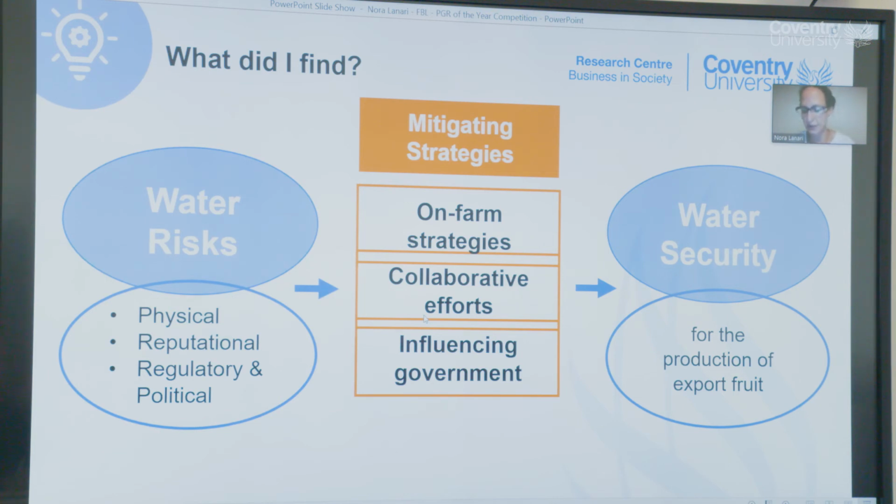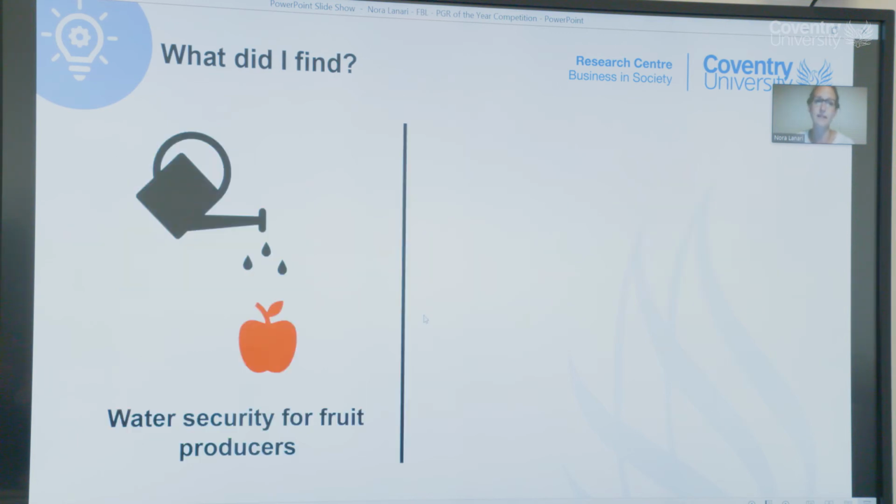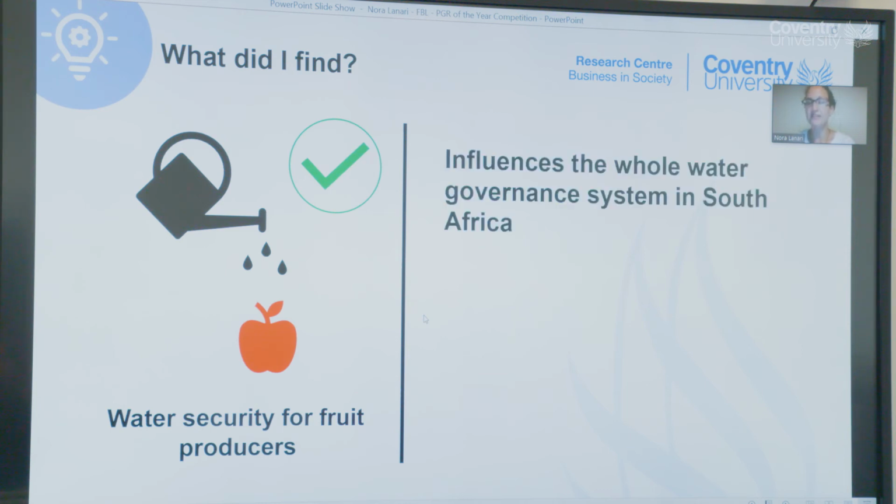And in my PhD, I described these strategies and the water risks they mitigate in detail. What I want to emphasize in this presentation is the implications of these water risk mitigating strategies. So while these strategies are very efficient or successful at ensuring water security for food producers, I find in my research, they also have more far-reaching impacts, and some of these are negative. And the negative impacts manifest because these strategies have influence on the South African water governance regime as a whole, and not only in relation to the fruit industry.